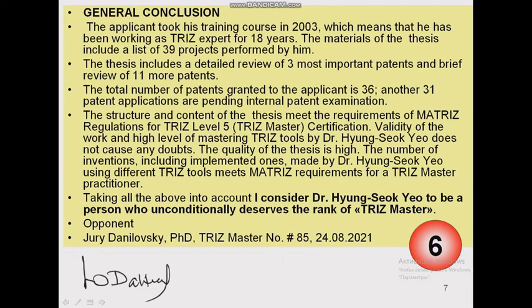Taking all the above into account, I consider Dr. Hyung Seok to be a person who undoubtedly deserves the rank of TRIZ master. Opponent Yuri Danilovsky PhD, TRIZ master, diploma number 82.